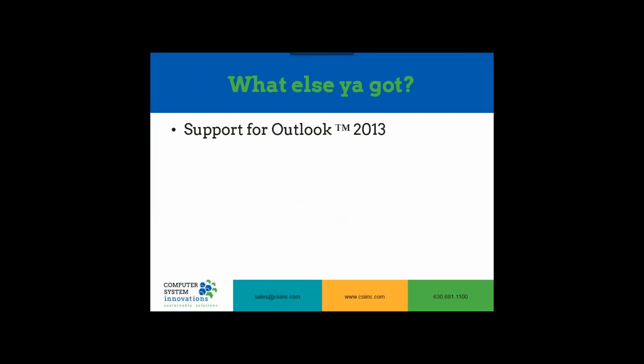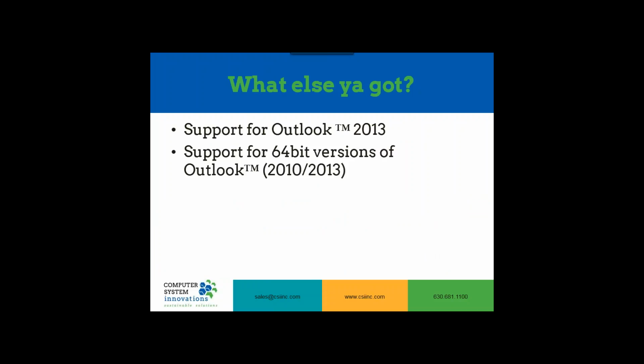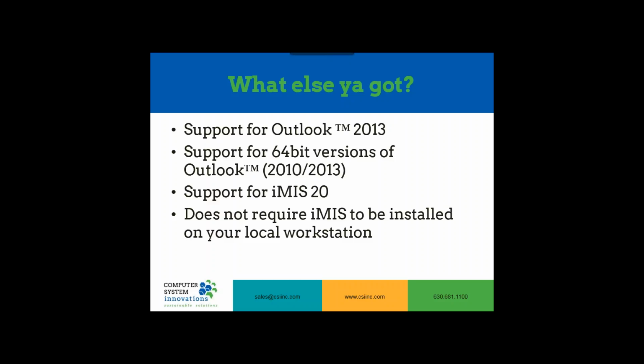So what else did we do? Well, Outlook 2013 now has been supported for a couple years. 64-bit versions took a little while. That one came out with version 2, so we had to do a rewrite. We've upgraded iEmail for version 20. So if you are on version 1 still and you're heading to iMIS 20, you're going to need to upgrade to version 2.